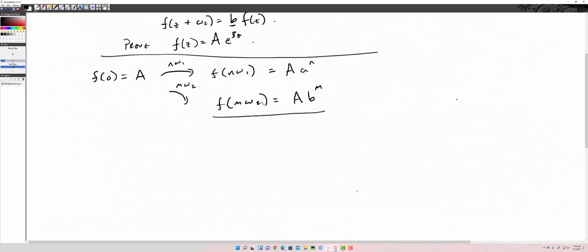So, in other words, each time I'm increasing by 1 omega, I'm scaling by another factor of b. And here I'm taking n and m to be integers, as I would with elliptic functions. Okay? So, from this, I could see that if I go up by, let's say, f of n omega 1 plus m omega 2, I get a times little a to the n, little b to the m. Okay? So I definitely have something exponential going on.